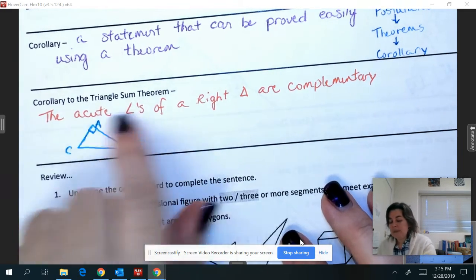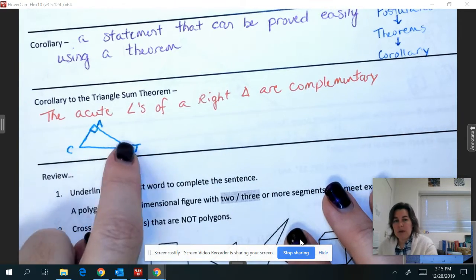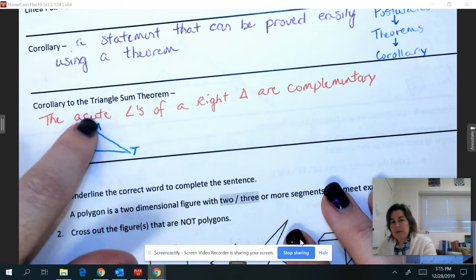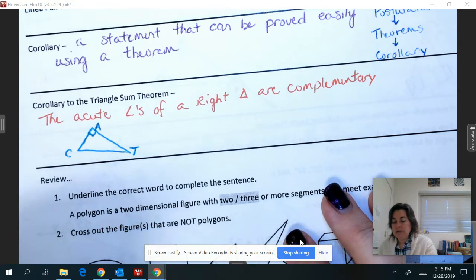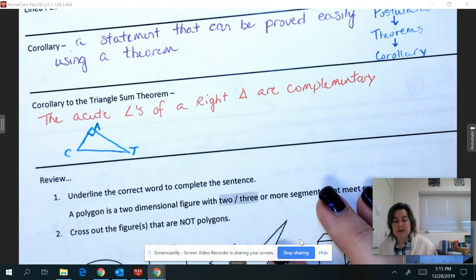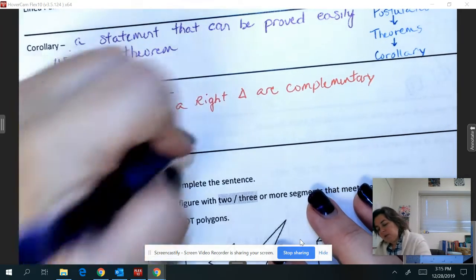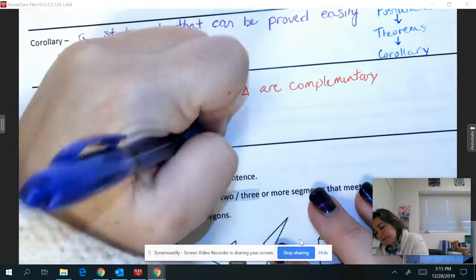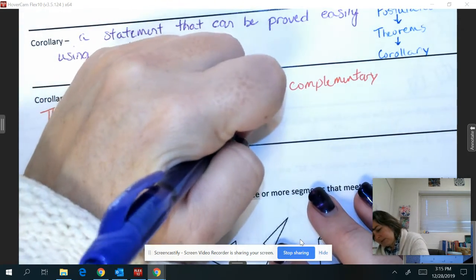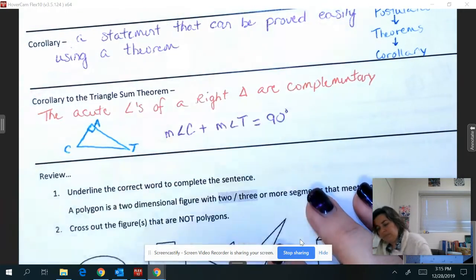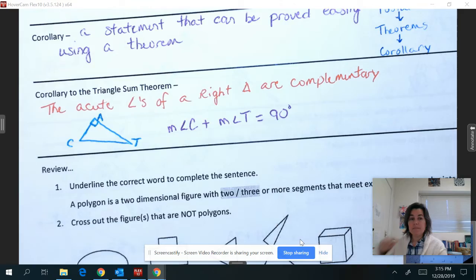And at first this might look a little confusing, but if you think about it, I know all three angles have to add up to 180. And if this one, angle A right here, is 90, you only have 90 degrees left for the other two, because 90 plus 90 is 180. So my two acute angles are C and T, so I put the measure of angle C plus the measure of angle T equals 90, is what that theorem is saying.